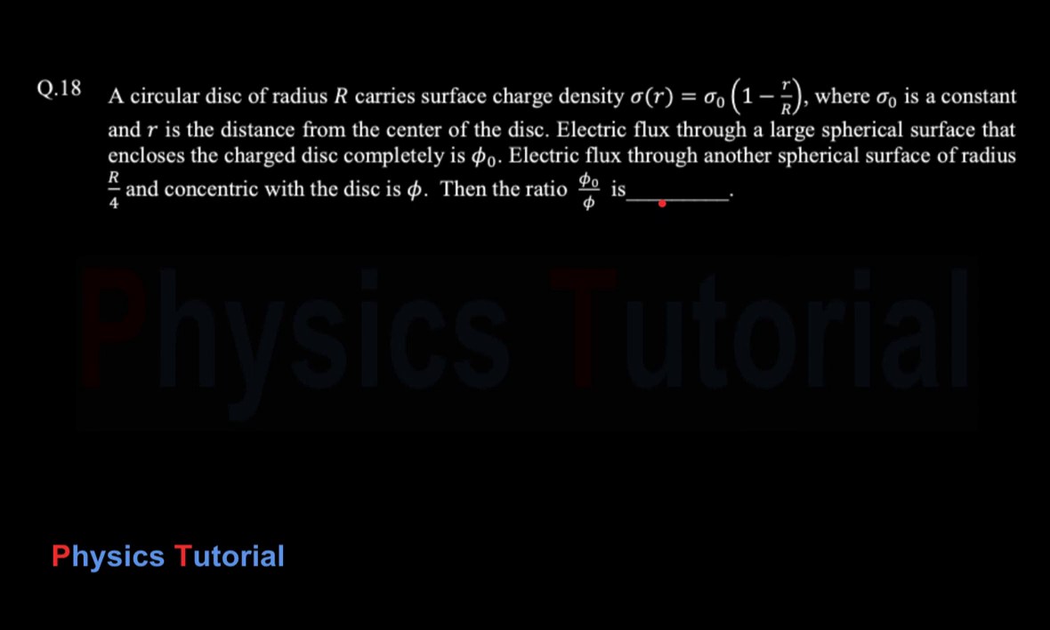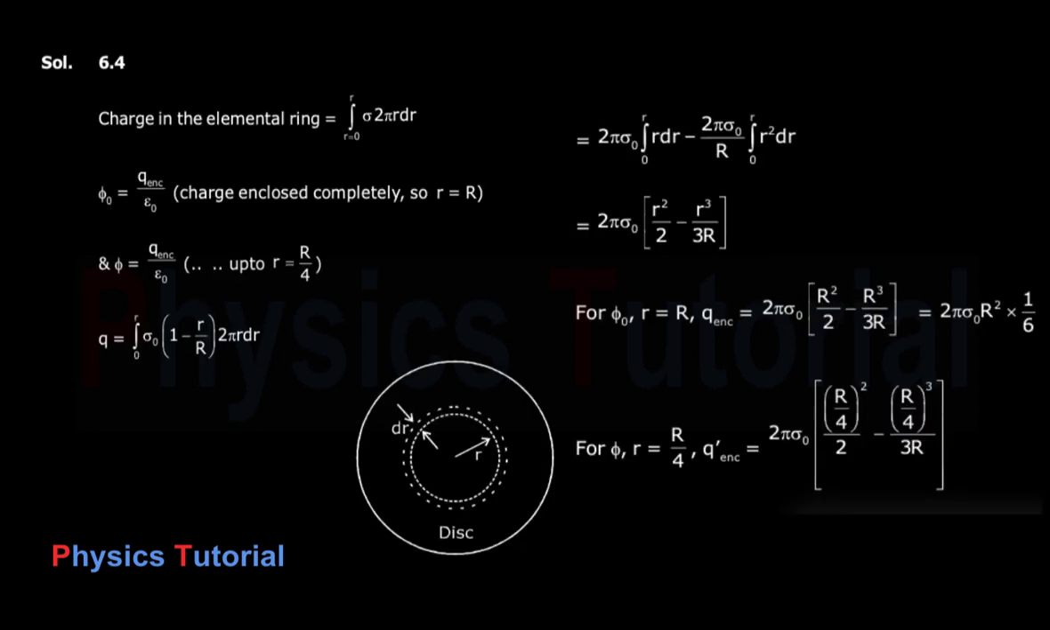How to solve this? As you know, phi is equal to q enclosed upon epsilon naught, from Gauss law. So this question is from the Gauss law chapter. It is very easy, nothing difficult over here. That is q. Later on, you have to integrate for the entire charge from 0 to r, that is sigma naught into 1 minus small r by R, times 2 pi r, which you can use as the surface area, and dr, and then integrate this. So let's start. The charge in the elemental ring is the integral from 0 to r of sigma 2 pi r dr, for this ring here.